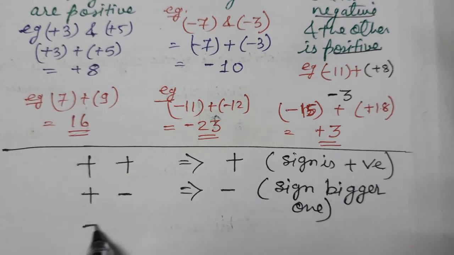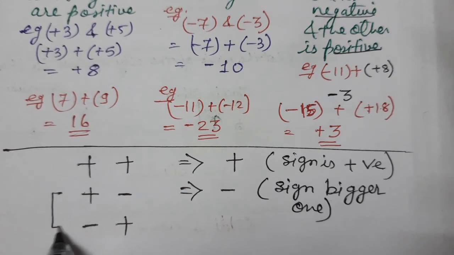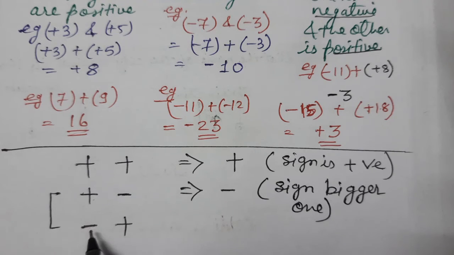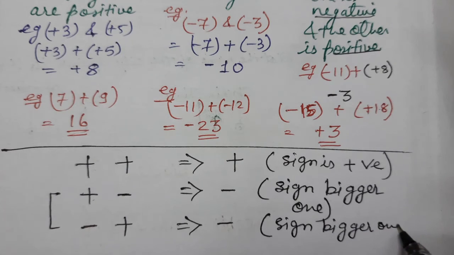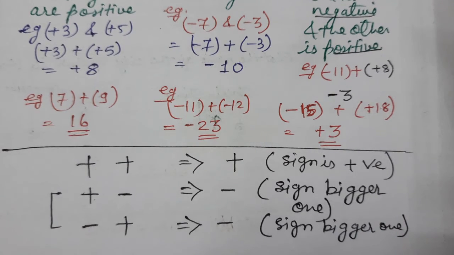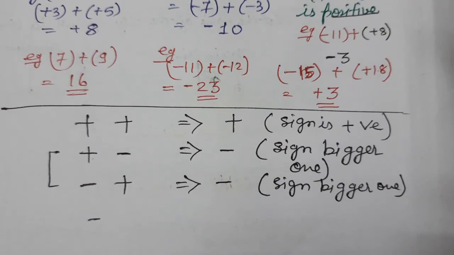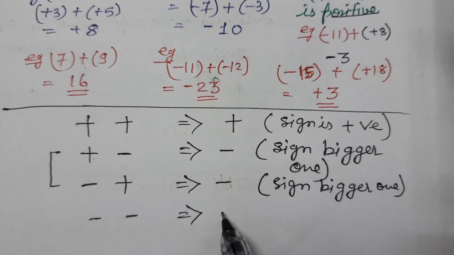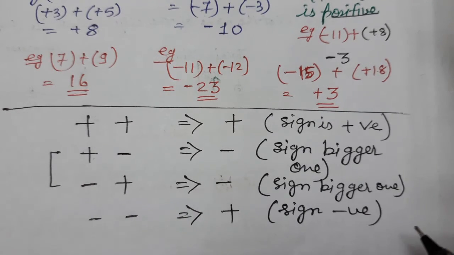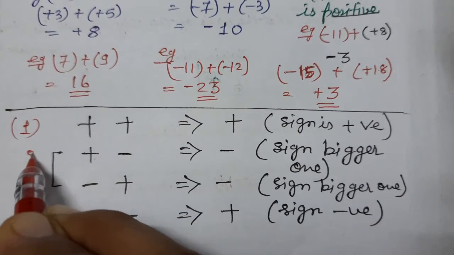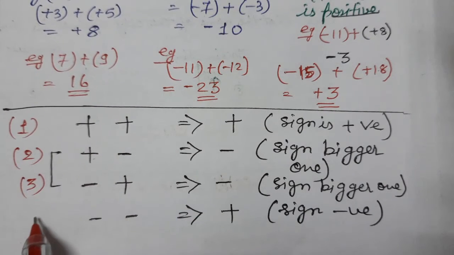Then in case of minus plus also, these two are same. Plus minus or minus plus, we have to do subtraction and sign again of the bigger one. जिसका भी sign बड़ा हो, that sign we have to write. And the last one is minus minus. Both are minus, we have to add them. हमें उनको add करना है और negative sign लगाना है. So these are the important rules you have to remember. First, second, third, and this is the fourth one.